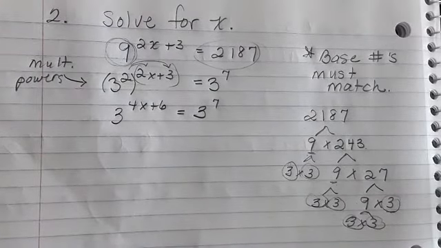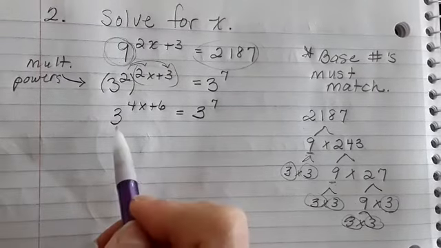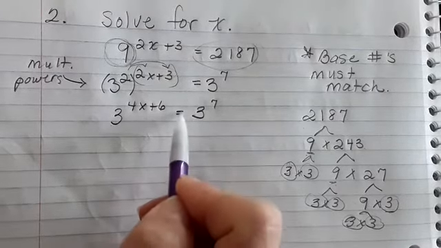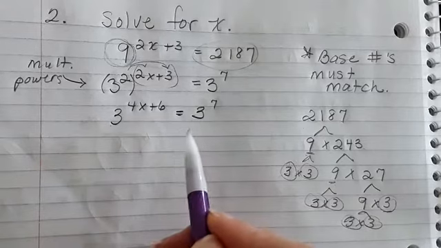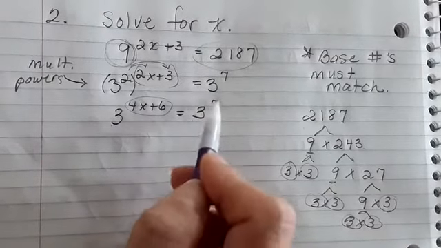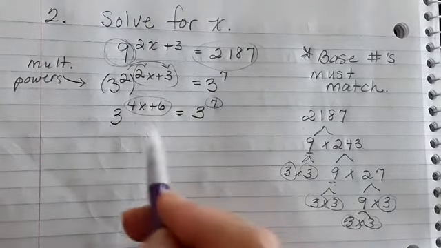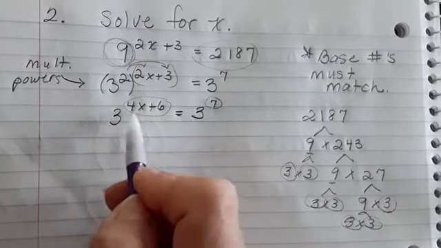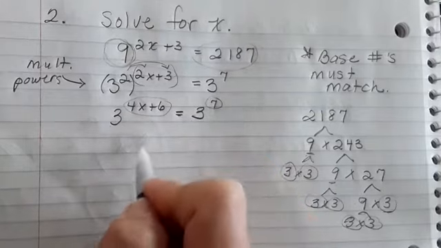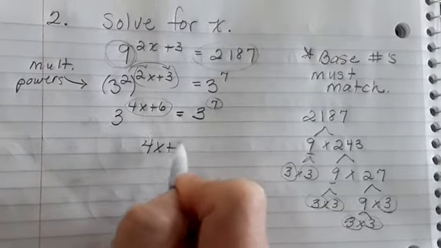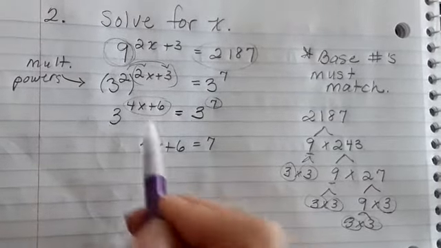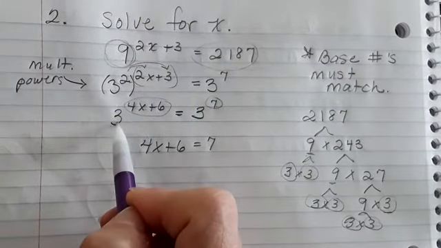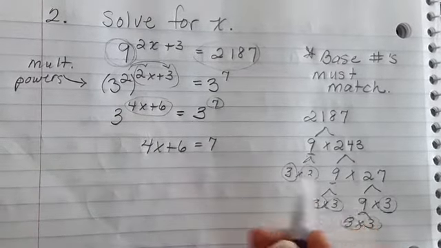The reason why you want both your base numbers to match is because once you have equal base numbers, if you know both sides have the same value, you know you must have equal powers. That is all you need for your equation now to solve for x. We know that this power must equal that power, so the 4x plus 6 must also be a power of 7. This has to be 3 to the 7th power to match this right here.